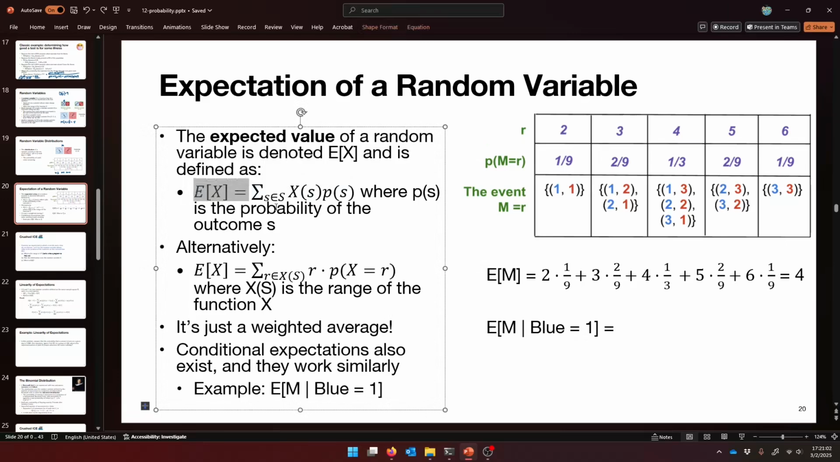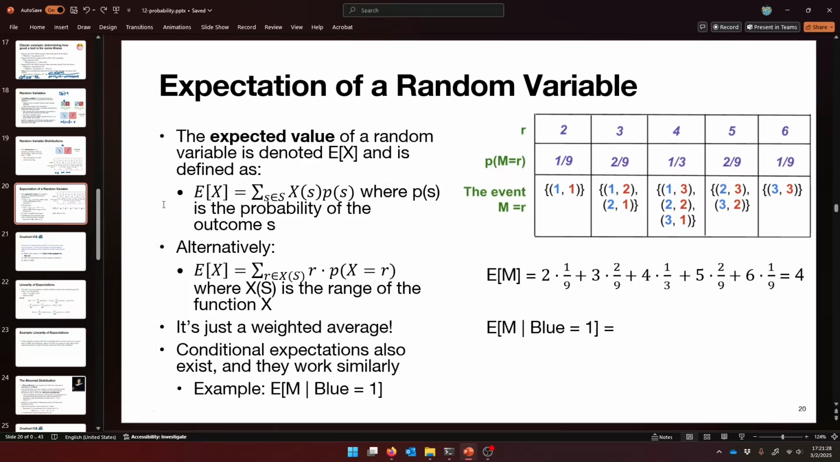The expectation is a weighted average. You take all of the events in your sample space, you figure out what the random variable gave back for that thing, and you multiply it by the probability that the random variable landed on that event. That's it. Take the probability of each outcome in your sample space, multiply it by the value that the random variable gave back, and sum them all up. That's all it is.